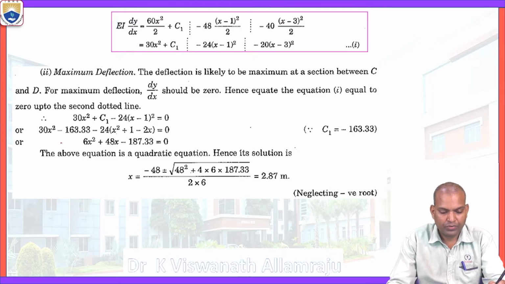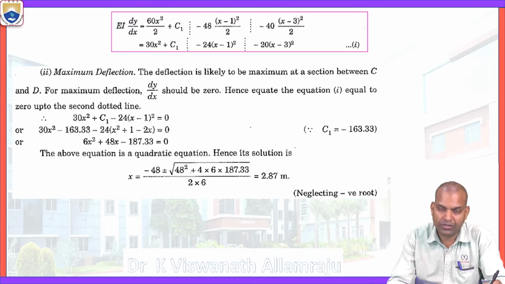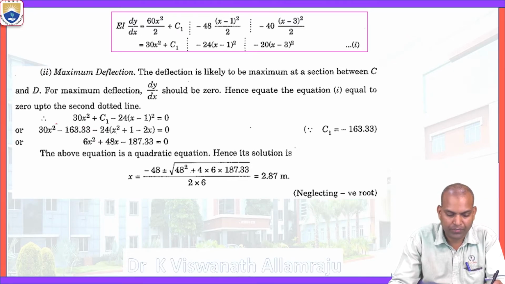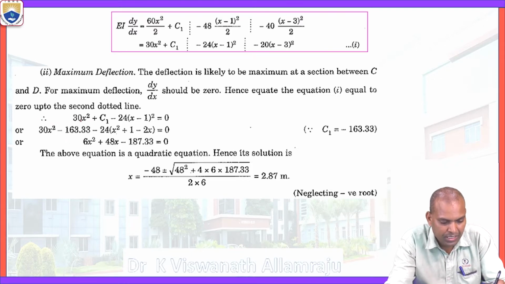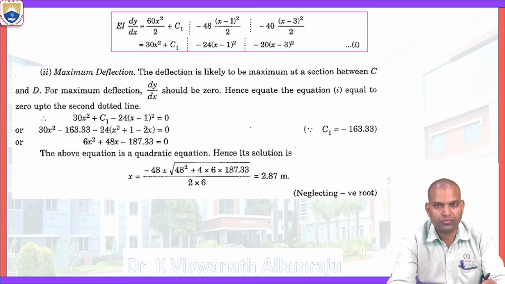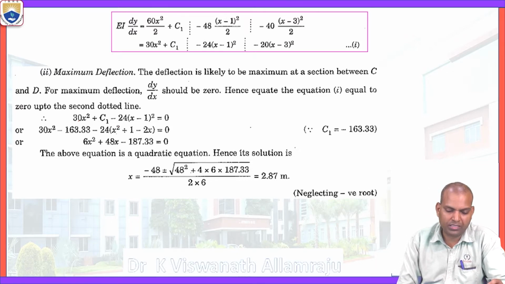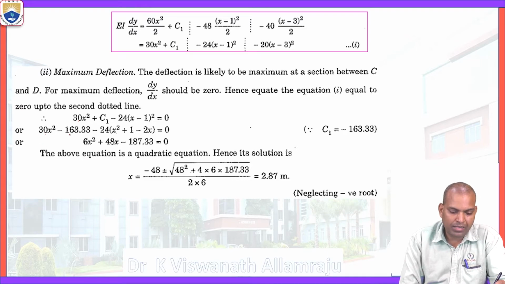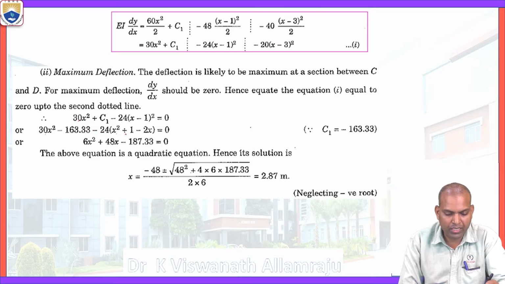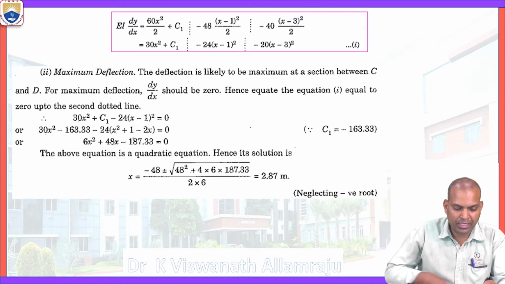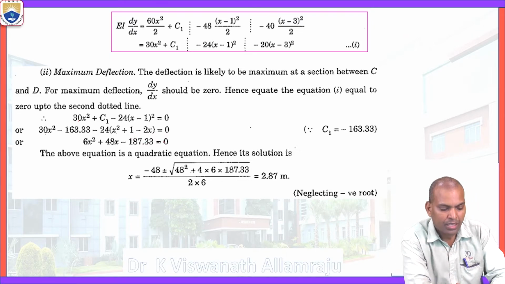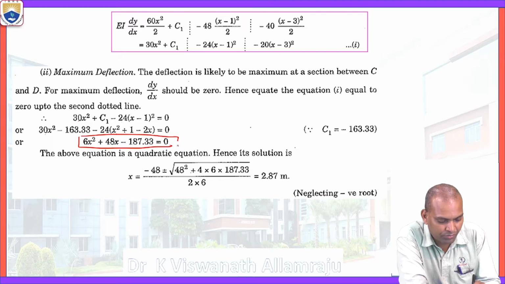Hence, we take equation 1, substitute the C1 value in that equation, and make it equal to 0. The C1 value we calculated is negative 163.33, so 30 times x square minus 163.33 minus 24 times (x minus 1) whole square equal to 0. (x minus 1) whole square means x square plus 1 minus 2x, that is (a minus b) whole square. Now 30 times x square minus 163.33 minus 24x square minus 24 plus 48x. After simplification, we will get the x value.